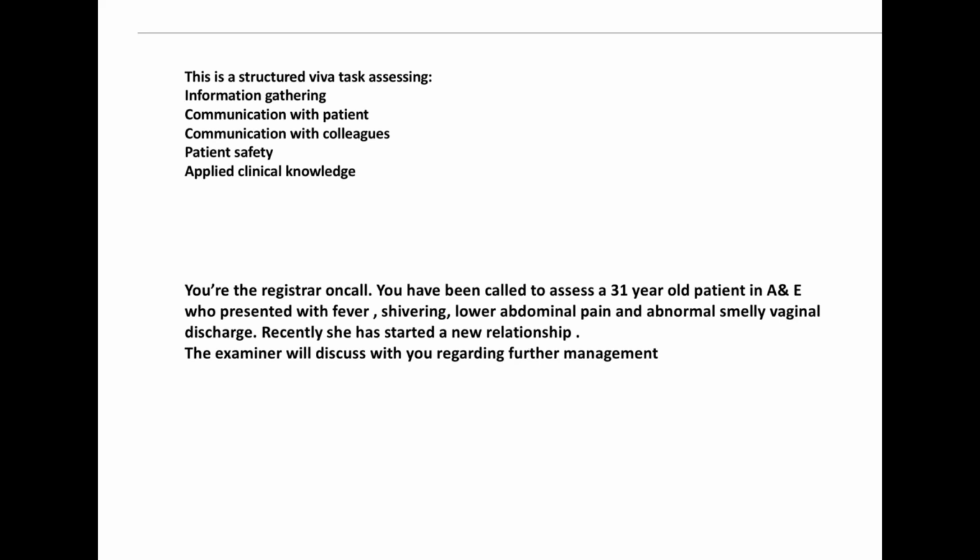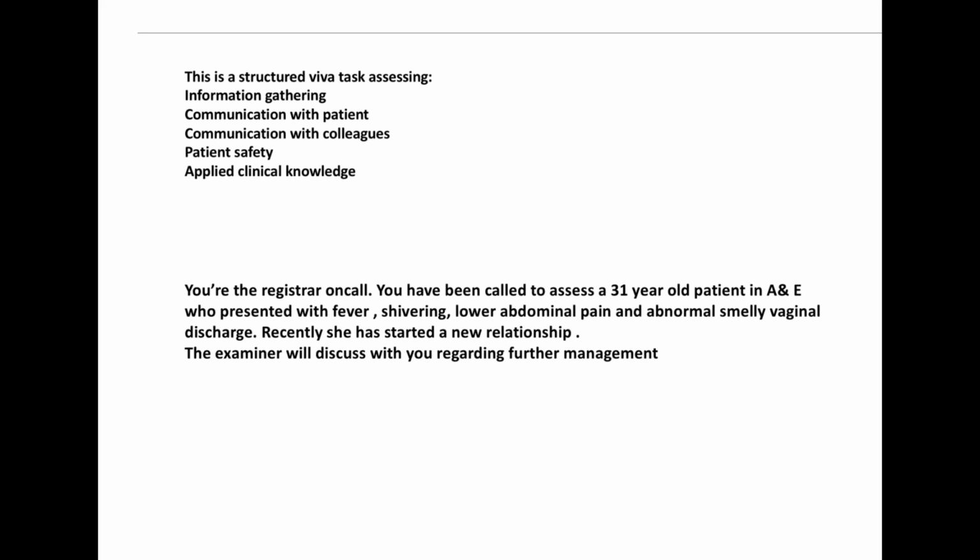You can tell the examiner that I need to know more about her periods, how regular they are and how heavy, because usually patients with PID sometimes may get heavy periods. Also, we need to ask about her previous smear history, like if she's up to date with her smears, whether any previous infections in her pelvis, whether she has been diagnosed with any other sexually transmitted infection.